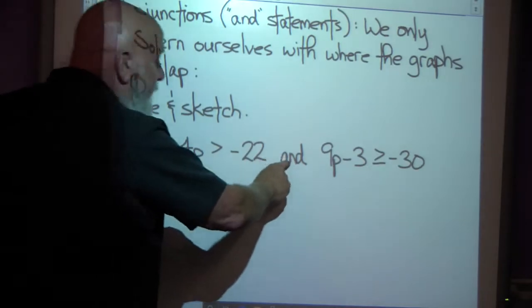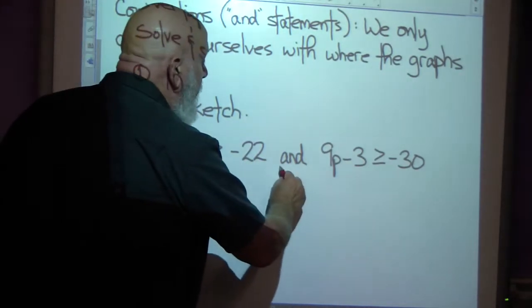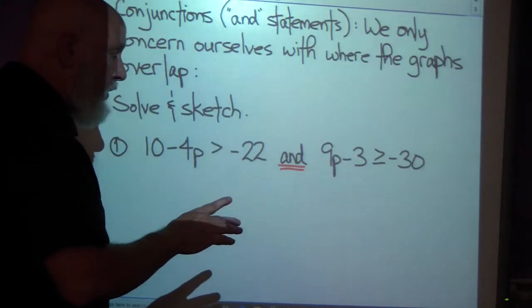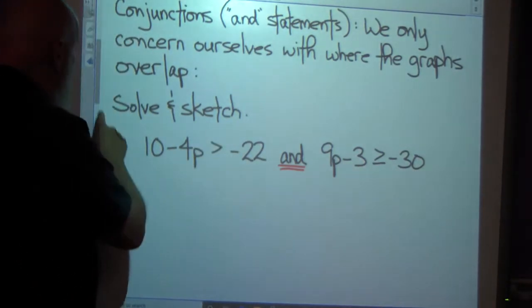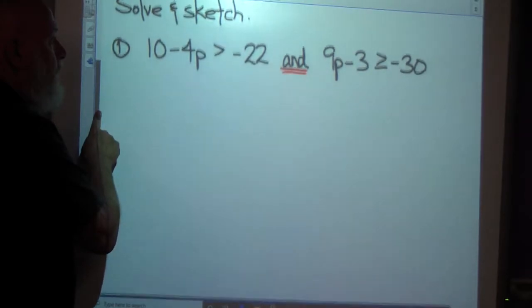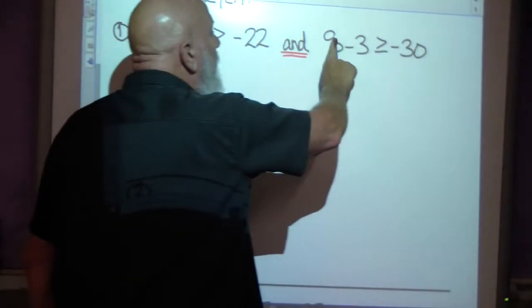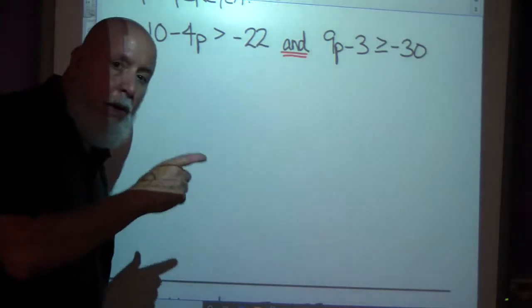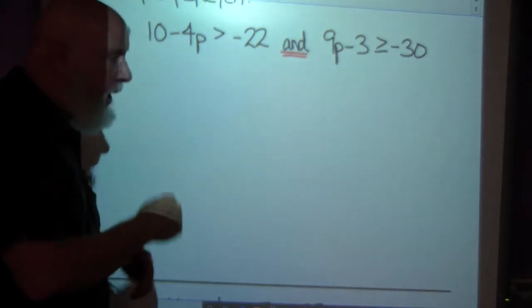It's an "and" statement. In this case, you can see the word "and." You can't always see the word "and" in a conjunction, but in this case you can. So I'm just going to solve both of these inequalities. I'll solve this one, I'll solve this one, I'll see what they both look like on the number line, and I'll only graph the part where they both overlap each other.